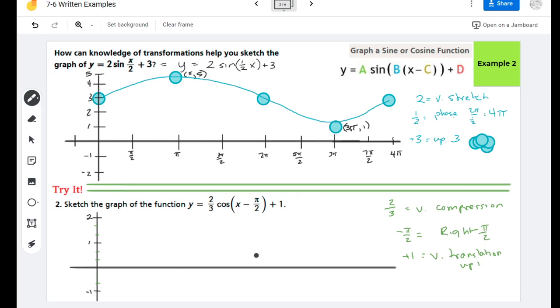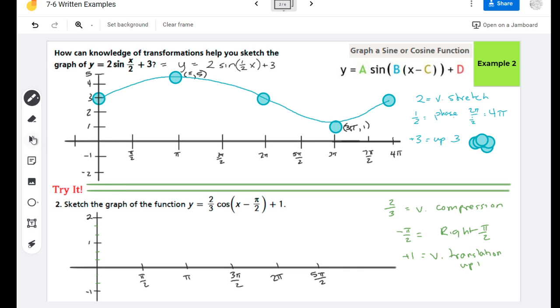So in terms of our axis, I don't have much going on in terms of horizontal stretches or compressions. It's just moving to the right by pi over 2. So I don't need as many tick marks as I had up here. I just need an extra 1. Okay.